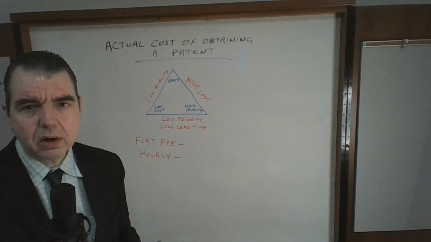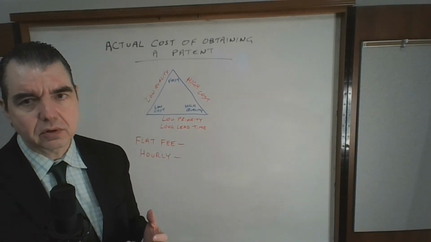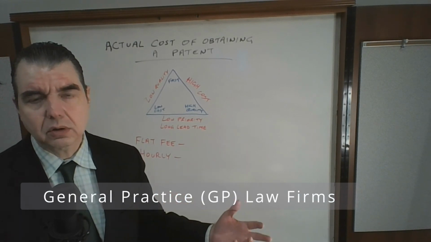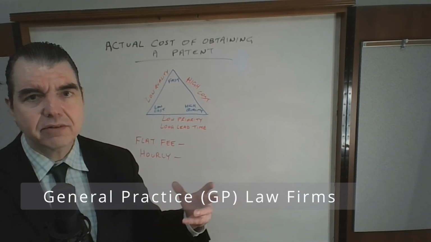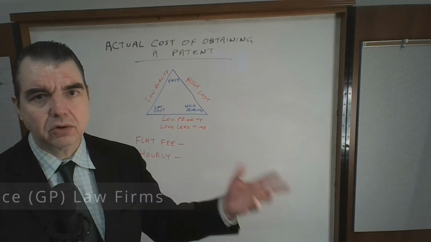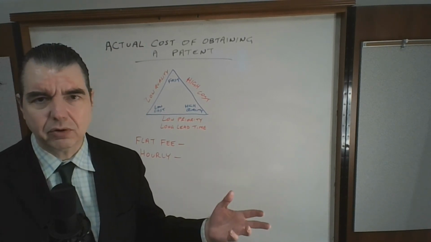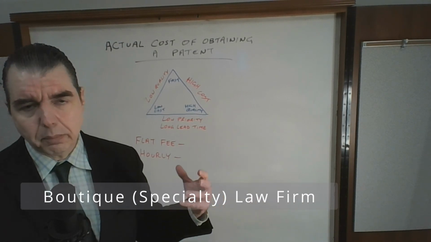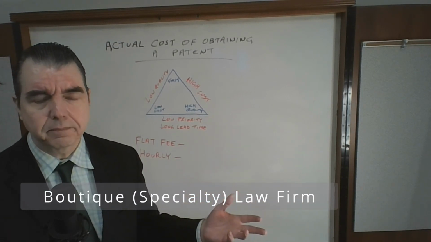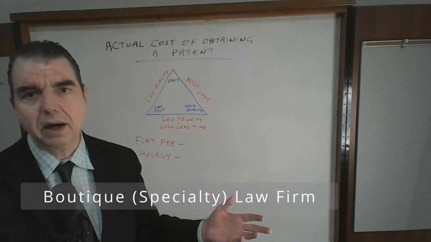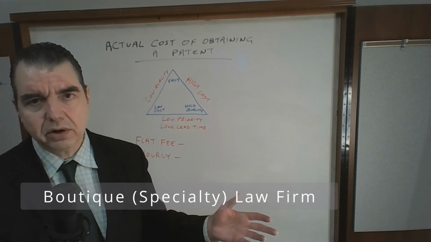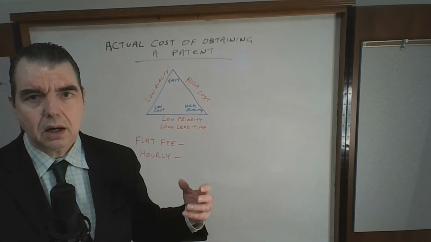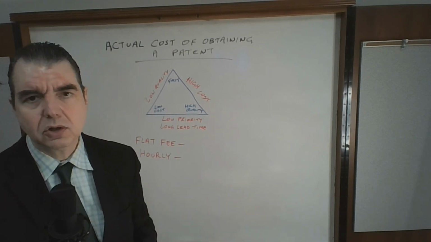Another thing to be aware of is that there are different types of law firms. There are general practice firms that do everything under the sun in terms of legal work, and they have an intellectual property department that also does patent law. That's one type of firm you may encounter. Another type is a boutique law firm. By boutique, I mean a law firm that specializes in a certain area of law. In our case, we're talking about an IP boutique, a law firm that specializes in intellectual property law.